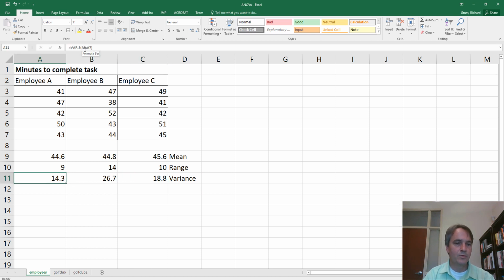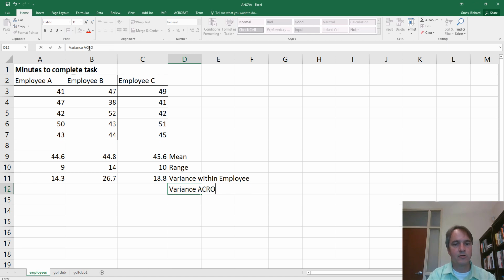Okay, so we can see that the variance is similar to the range. We see that employee B had the largest range and the largest variance, and employee A had the smallest range and the smallest variance. Okay, but if we look at the variance across these means, we'll call this variance within employee, and we'll call this variance across employees.